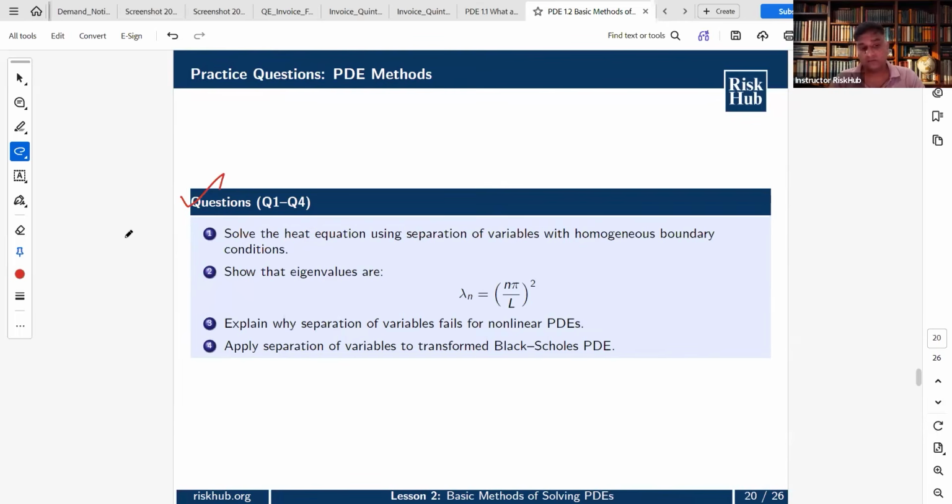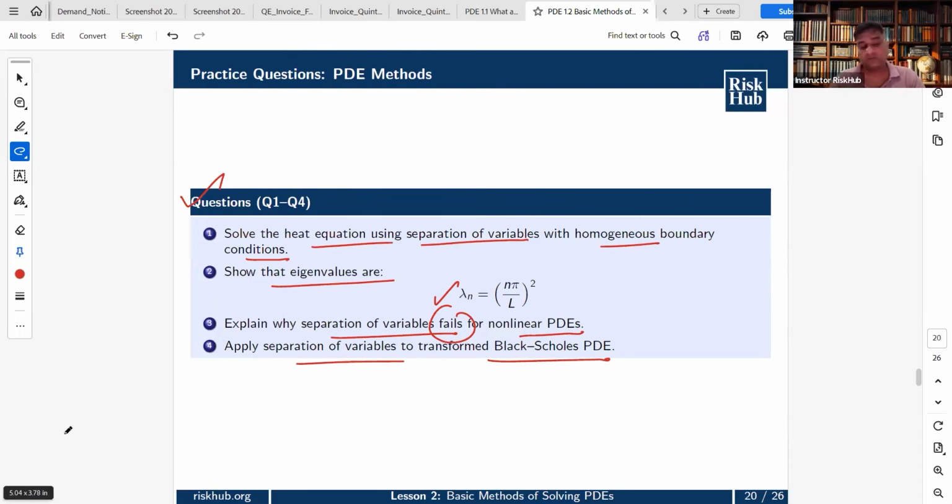Question 1 is solving the heat equation by separation of variables. Solve the heat equation using separation of variables with homogeneous boundary conditions. Question number 2 is to show how the eigenvalues are derived. Question number 3 is explain why separation of variables fails for nonlinear PDEs. Basically, explain the failure for nonlinear PDEs. And question number 4 is apply separation to transform the Black-Scholes PDE.